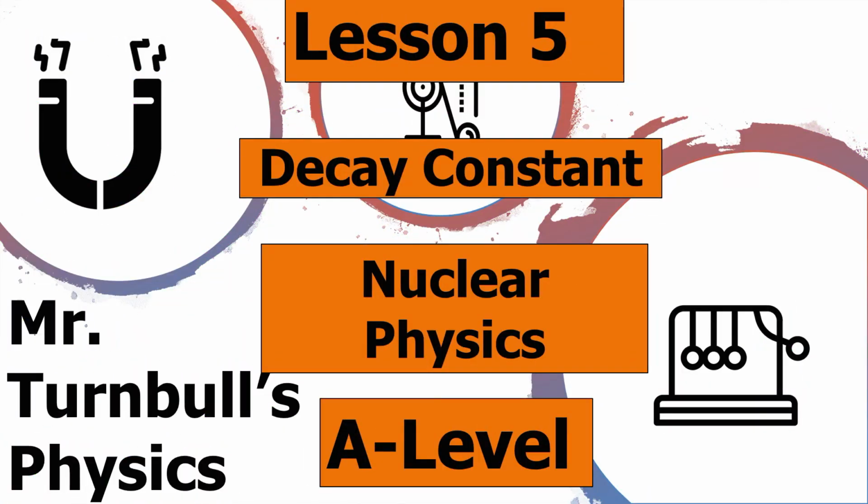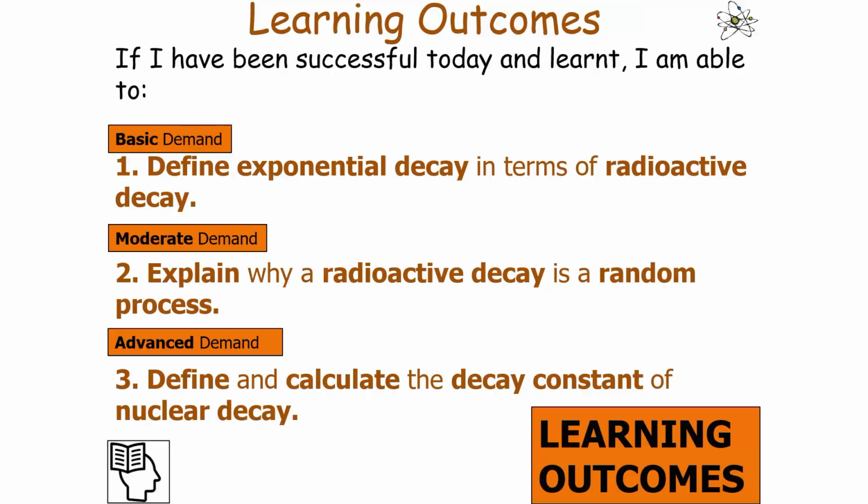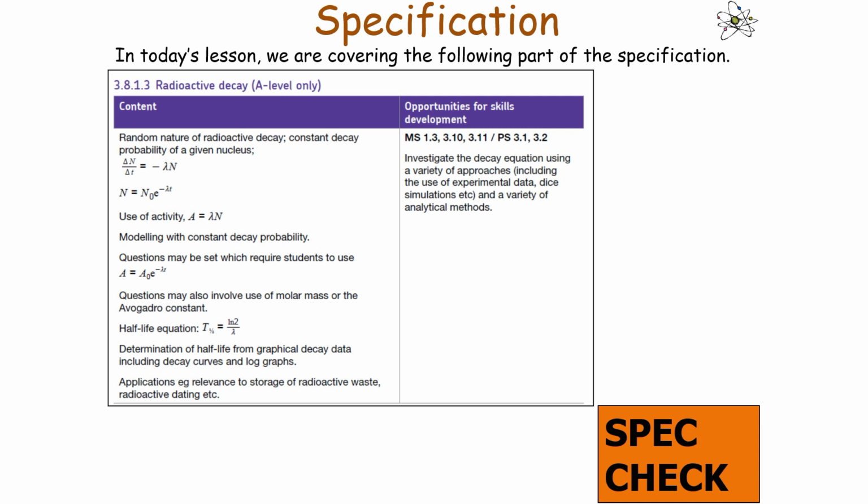Hello and welcome to this lesson on the decay constant, which is part of the nuclear physics topic in AQA A-level physics. In today's lesson we're going to try and explain the nature of radioactive decay and understand the concept of the decay constant. If we are successful, you should be able to define exponential decay in terms of radioactive decay, explain why radioactive decay is a random process, and define and calculate the decay constant of the nuclear decay.